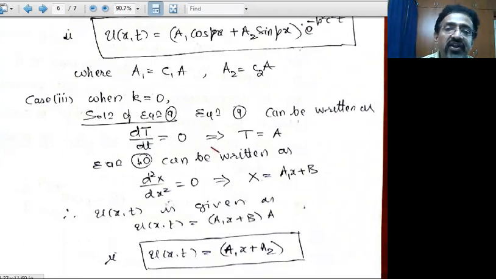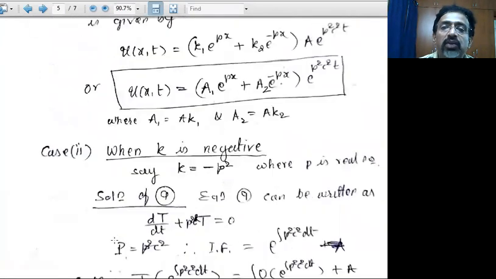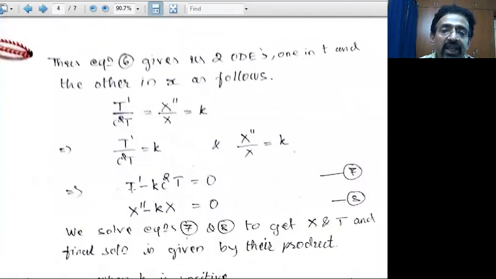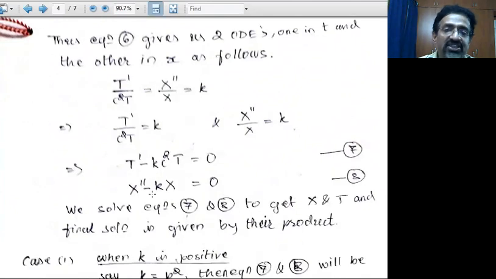So if I consider k is equal to 0, what are the equations now? My equations, see, I go for this one now. T dash minus 0 times c squared T is equal to 0. That means T dash is equal to 0 is my first equation. Then the second equation will be what? X double dash minus 0 times X is equal to 0. So that will be my second equation. That means X double dash, because this becomes 0 when k is 0. Similarly, this becomes 0 when k is 0.